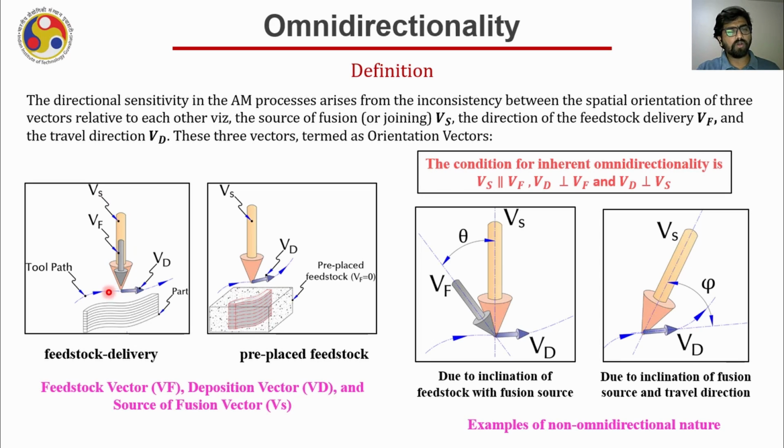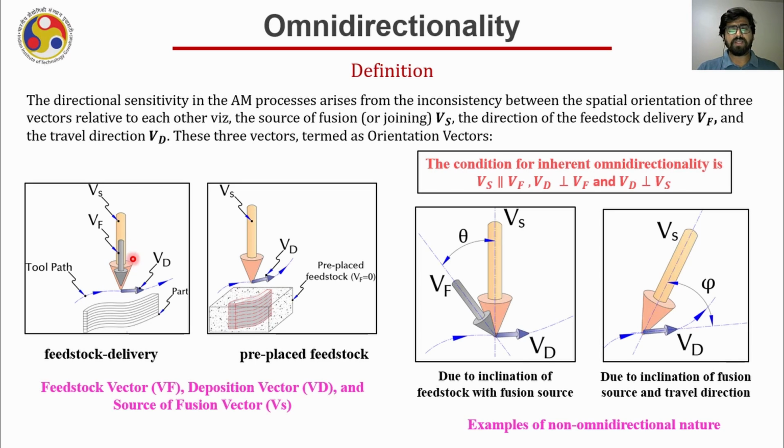And then you are moving along a path, called Vd, anywhere onto the deposited bed. Now, if the position between Vs, Vf and Vd is always consistent, if it is MIG welding, then definitely the process will remain omnidirectional. But it may not remain consistent in some cases.